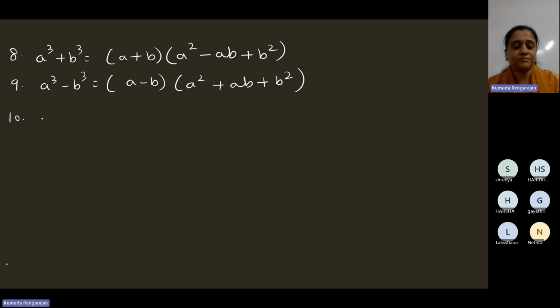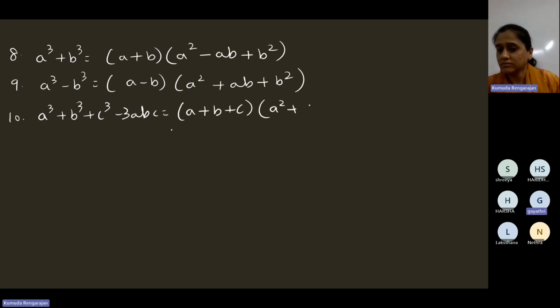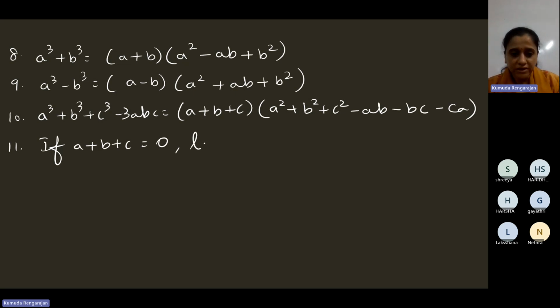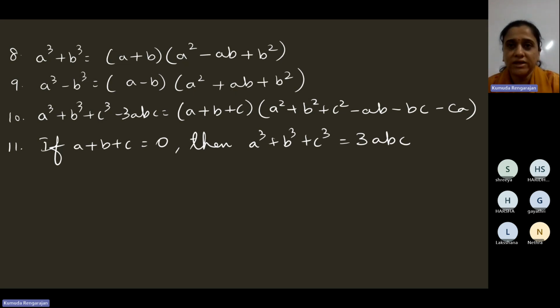Then what is a cubed plus b cubed plus c cubed minus 3abc? Very good. And the conditional identity: if a plus b plus c is equal to 0, then a cubed plus b cubed plus c cubed is equal to 3abc. If a plus b plus c is 0, then a cube plus b cube plus c cube is equal to 3abc. All right. So this is all about the identities you will have in the standard.